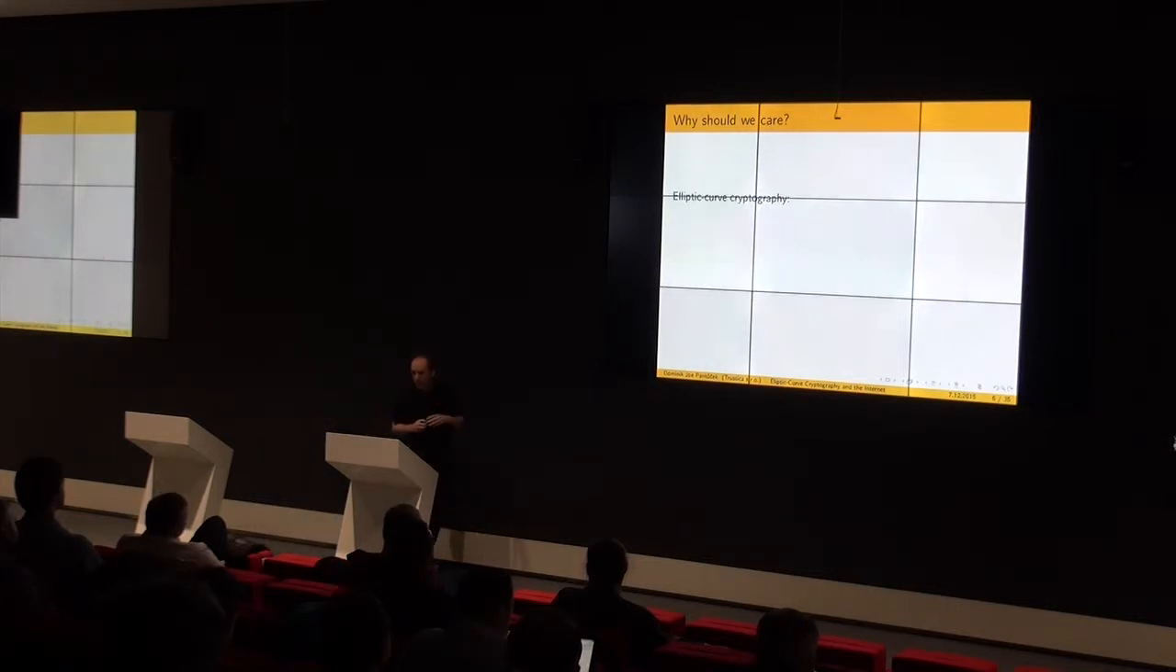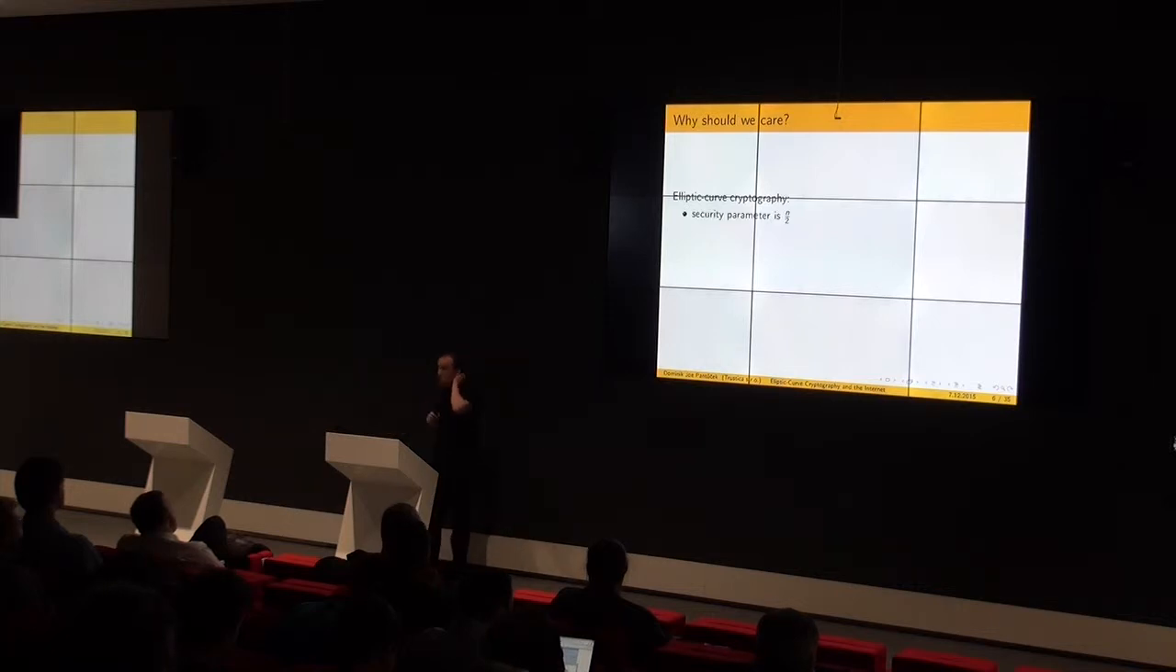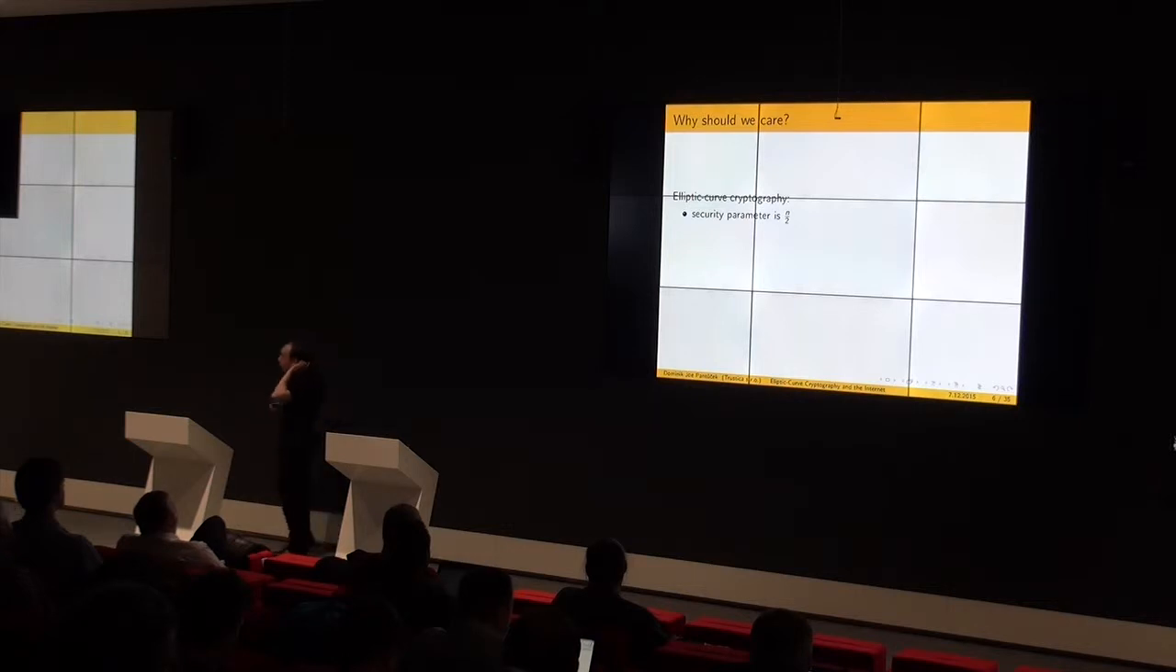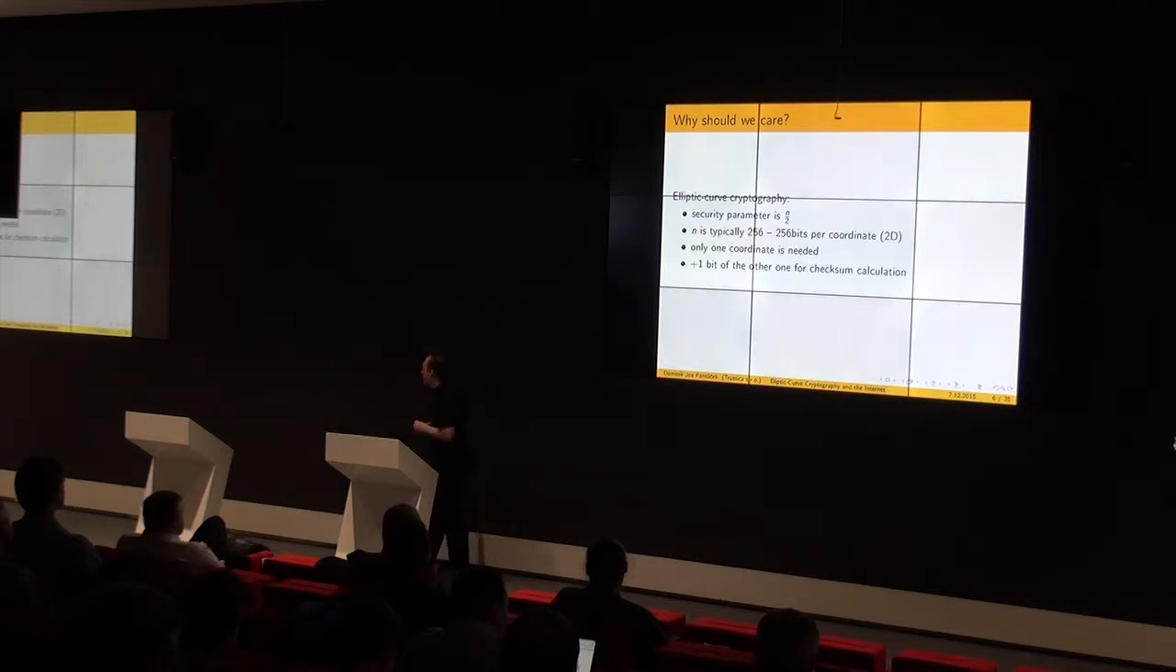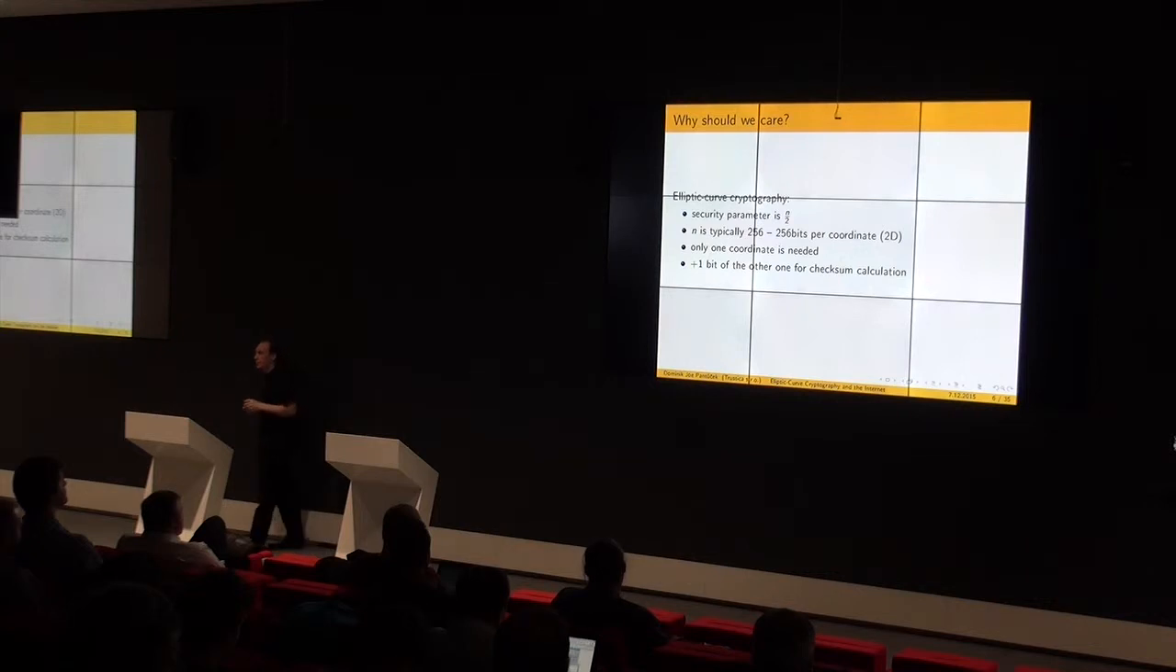So why should we care about elliptic-curve cryptography here, with these things on our minds? First, the security parameter is pretty high compared to the bit size we have used. It is usually about n-half. That means typically if you're using 256-bit elliptic-curve cryptography, you get a security parameter of 128 for free.